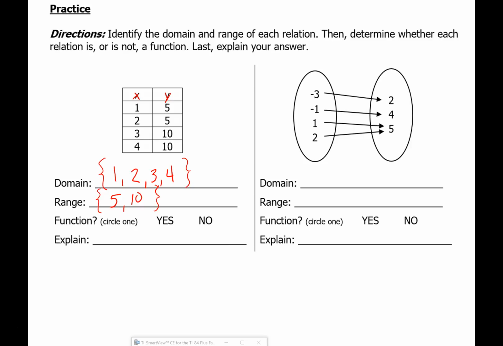Now, in order to be a function, remember that for each input value, each x, it has to only go to 1. So that means if I'm using 1 in this row, I can't find a 1 later down in the table. 1 is not repeated, 2, 3, 4. None of those are repeated. So yes, this is a function because the domain does not repeat.